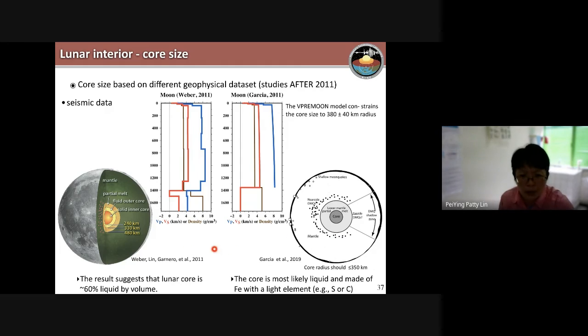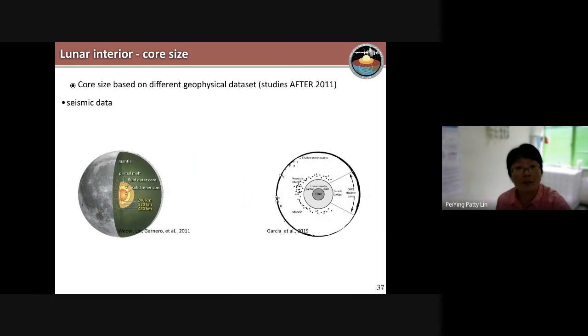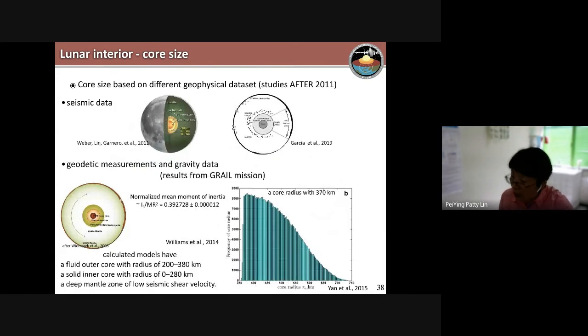According to these two results, one of the models thinks that the lunar core is maybe 30% liquid. And for this model, they prefer that the core is mostly liquid, and not only made of iron, but also made with a light element. And as I said, we have more data from the GRAIL mission, and the result also shows that the core radius is roughly similar to what the seismology observations show.